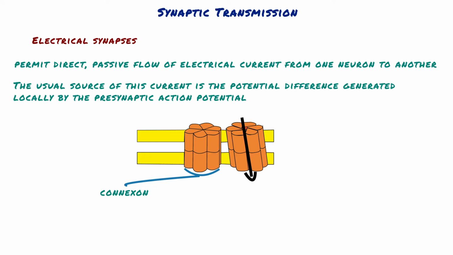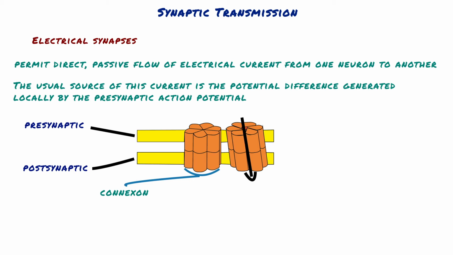Connexons consist of 6 connexins that come together to form a hemichannel in both the pre- and post-synaptic neurons. These hemichannels are precisely aligned to form a pore that connects the two cells and permits electrical current to flow.